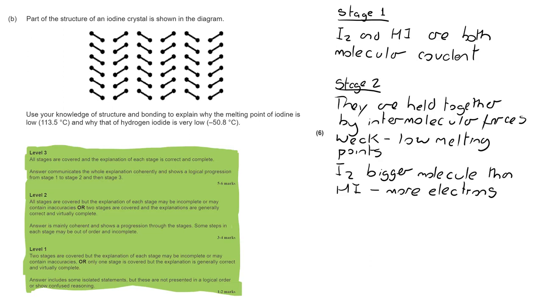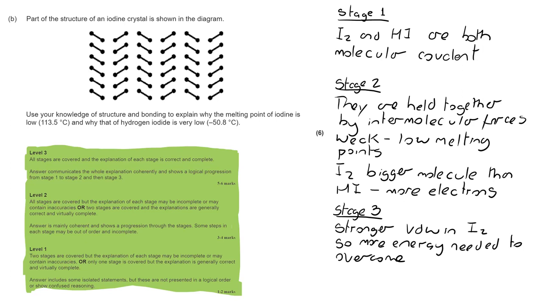To access stage 2 marks, you need to say that they are both held together by intermolecular forces, that these are weak and therefore there are low melting points, but the I2 molecule is bigger than HI, so there are more electrons. Now for that reason, that means there are stronger van der Waals forces in I2 as we enter stage 3. And that means more energy is needed to overcome them.